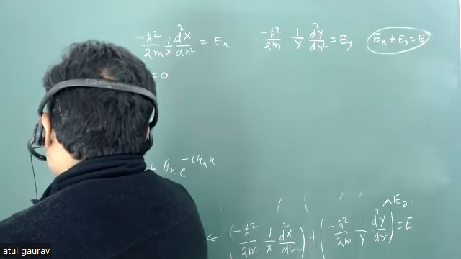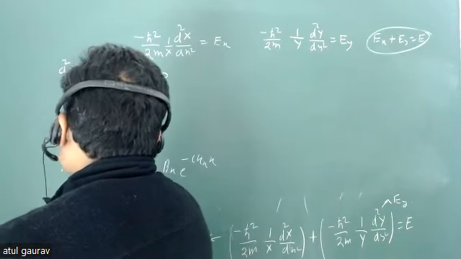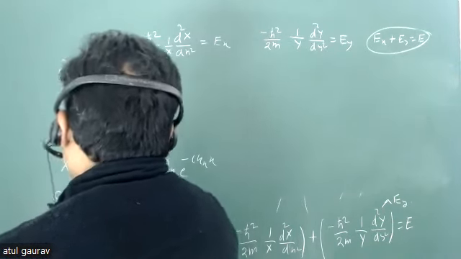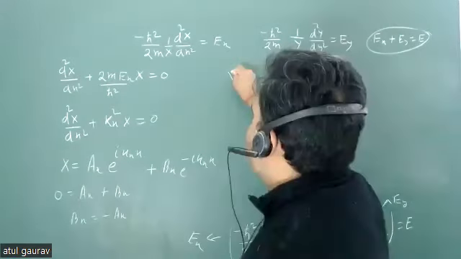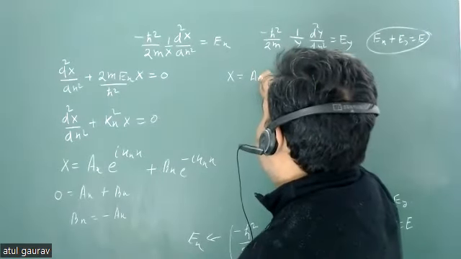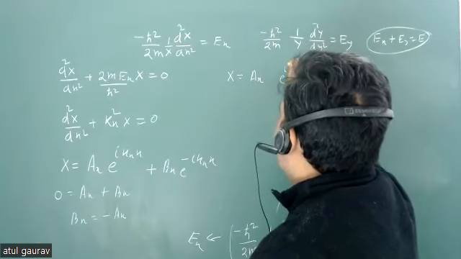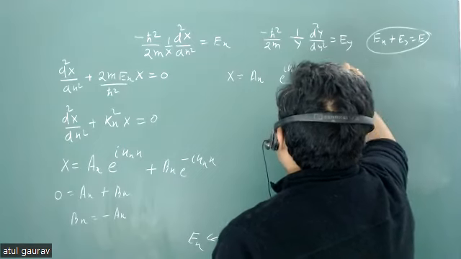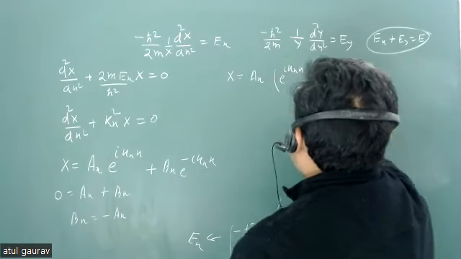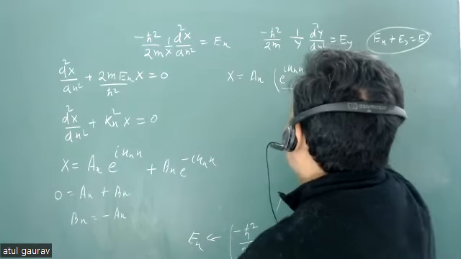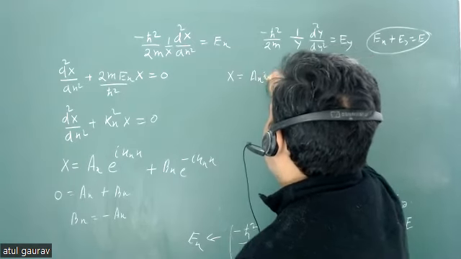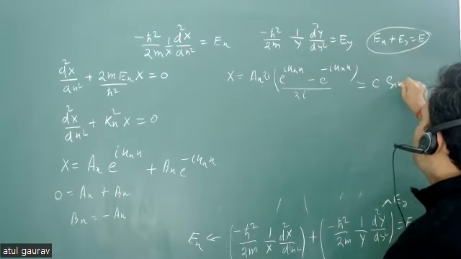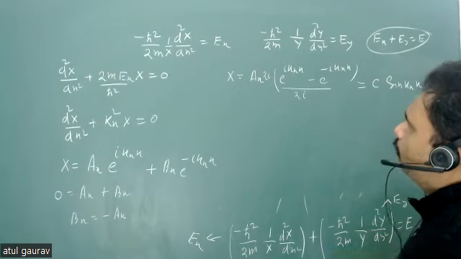So you have Ax plus Bx equal to 0. From here, Bx is nothing but minus Ax. So my wave function is Ax times e to the power i kx x minus e to the power minus i kx x. I can write this in a sine form. We can multiply with 2i, and what I will get is C sin kx x.